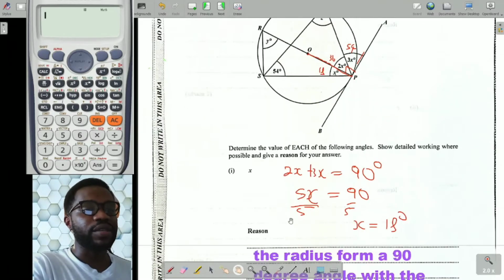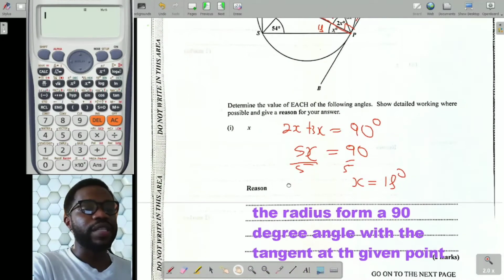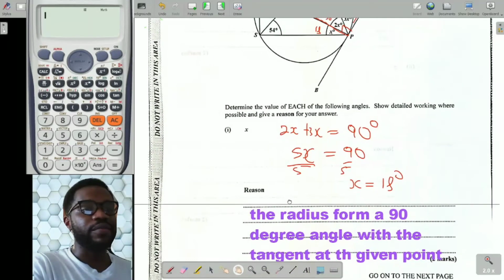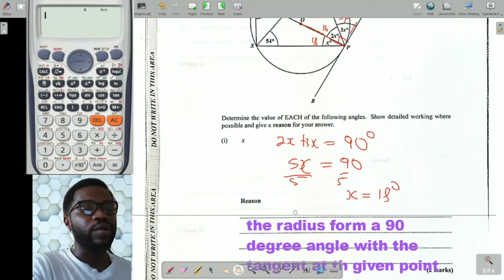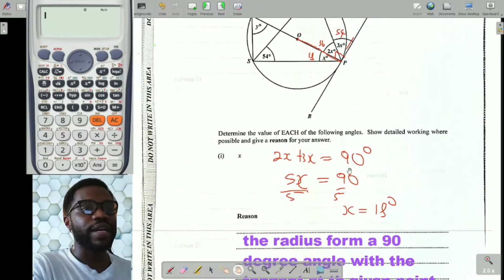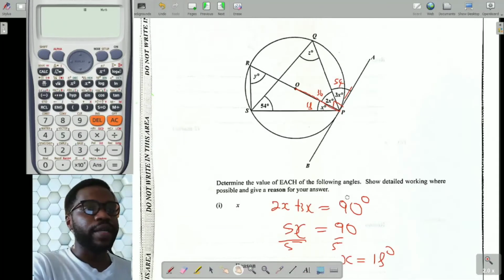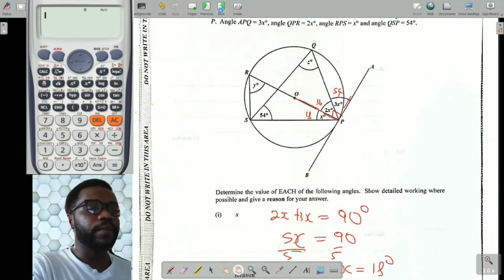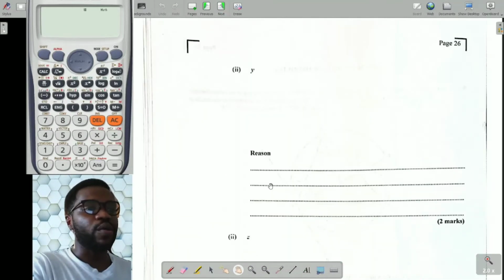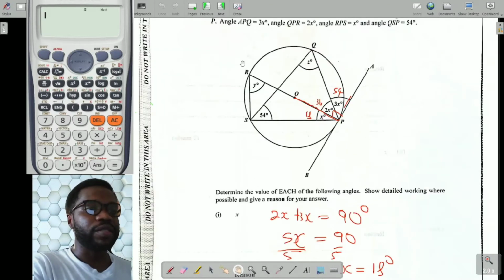Now of course they're going to ask you, what is the reason? And we know that the radius forms a 90-degree angle with a tangent at a given point. So I would have typed this here already: the radius forms a 90-degree angle with a tangent at a given point. As you can see, that is how we were able to find the angle right here. Alright, let's go to the next page. The next page is asking us for y and the reason. So let's go back to the previous page.